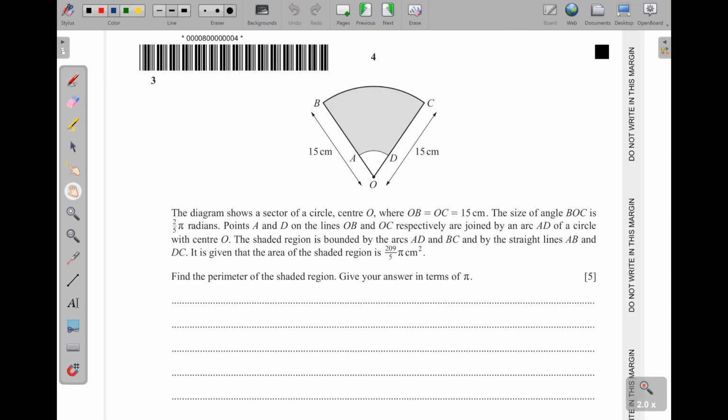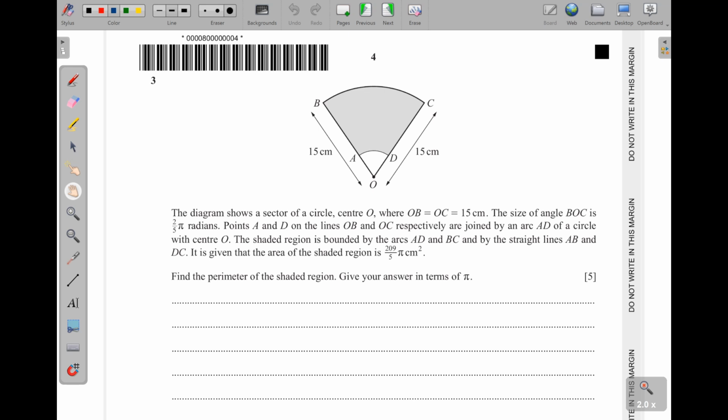Next, question 3 comes from circular measure. The diagram shows a sector of a circle, center O, where OB is equal to OC is equal to 15 centimeters. The size of the angle BOC is 2 over 5 pi radians. Points A and D on the lines OB and OC respectively are joined by an arc AD of a circle with center O. The shaded region is bounded by the arcs AD and BC and by the straight lines AB and DC.